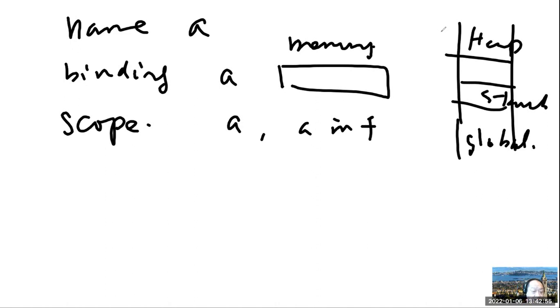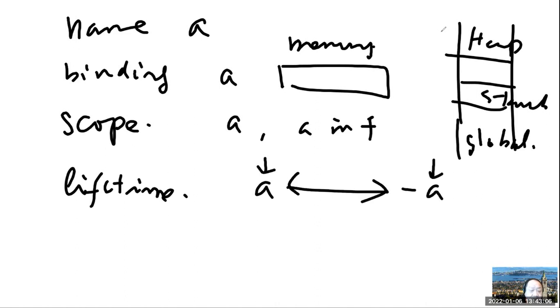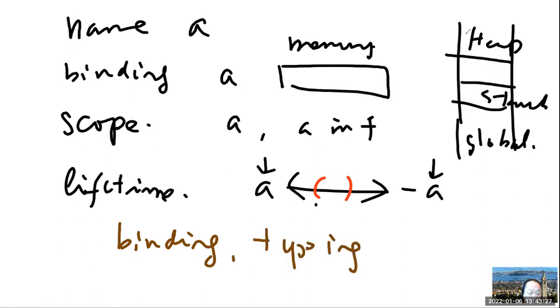And we also have lifetime. So lifetime is talking about when A gets started until A is terminated. This whole time is called lifetime. In the middle, some part of it may not be referenced. Okay, so that's called lifetime. And so here we do have a few things we need to know. One is binding. One is typing. One is scoping, okay. So let's talk about type.